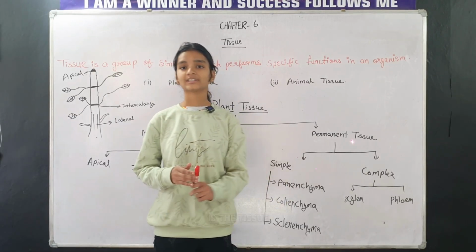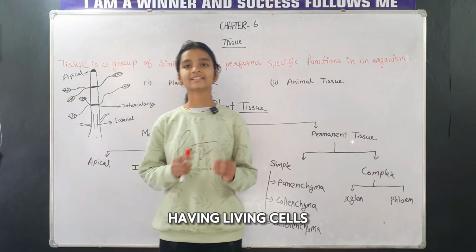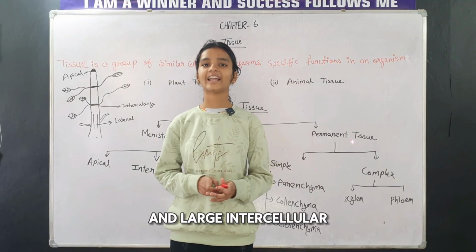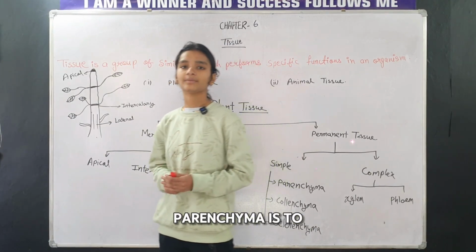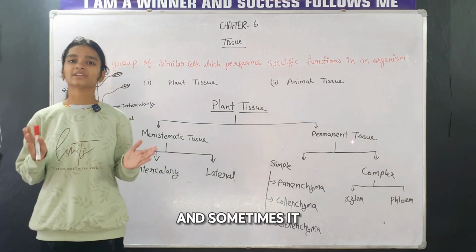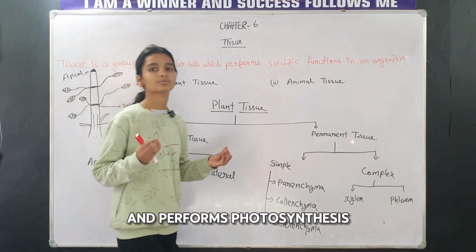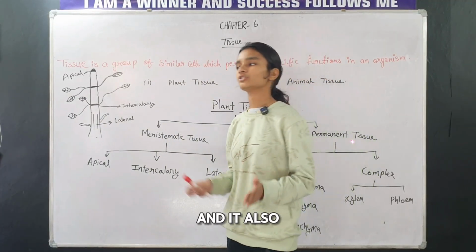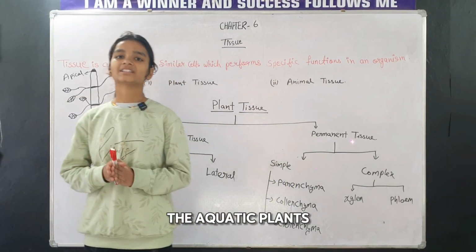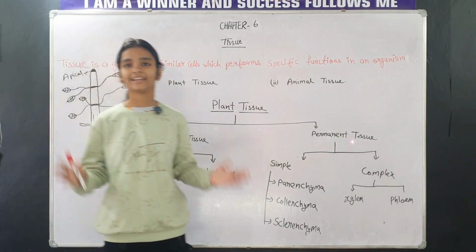The parenchyma is the tissue having living cells, thin cell walls and large intercellular space between them. The work of parenchyma is to store food and sometimes it contains chlorophyll and performs photosynthesis, which is called chlorenchyma, and it also helps to float the aquatic plants, which is called aerenchyma.